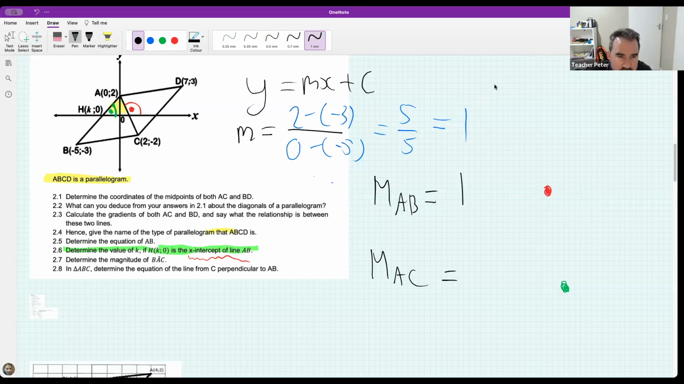Did we find the gradient of AC yet? If we haven't, let's work it out. 2 minus minus 2 would be 4. 0 minus 2, so that was minus 2. So I'm getting the gradient of this as minus 2. Let's check that. 2 minus minus 2 is 4. Yeah. So in the chat, I want you to find me the red, and find me the green, and put it in the chat for me. I'm going to give you some time.